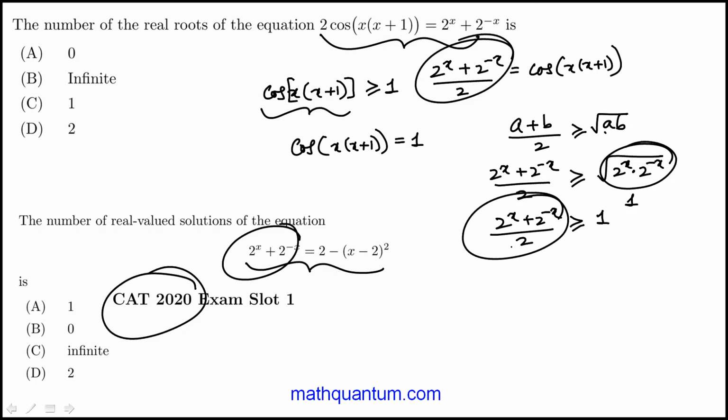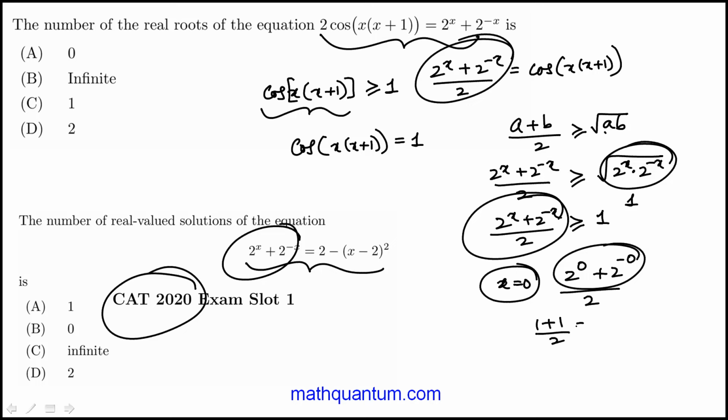And that happens when x is equal to 0, because in that case, this is 2 to the 0 plus 2 to the minus 0 over 2. That is just 1 plus 1, which is 2. 2 over 2 is 1. And that's when the equality holds. And so this will be the case when x is 0.